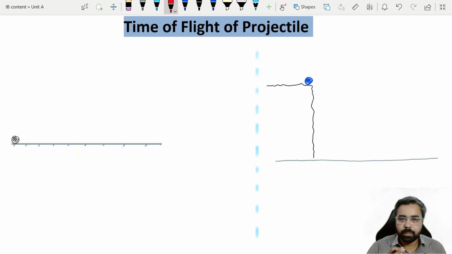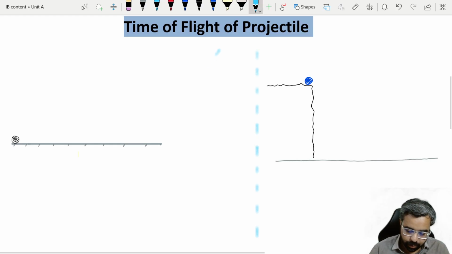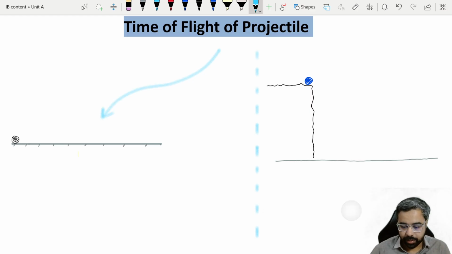In this video, I am going to derive an expression for the time of flight of the projectile, not only for this one, which is thrown at an angle, but also for this one, which is thrown horizontally. And I will explain the expression of the time by two methods for this projectile motion.